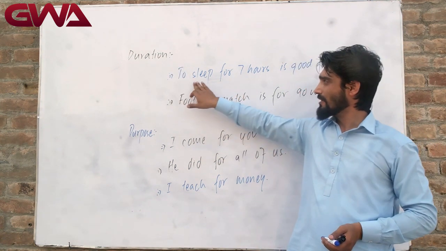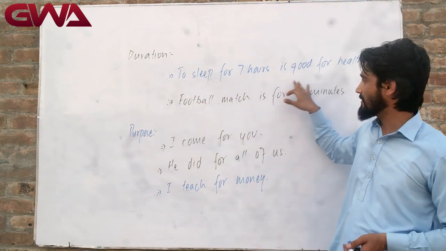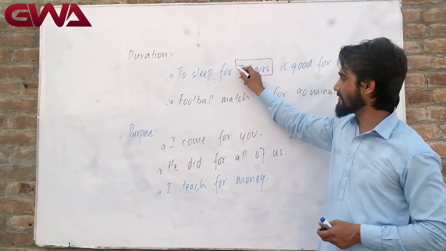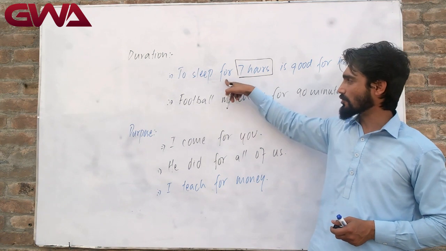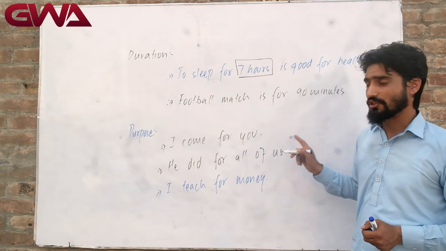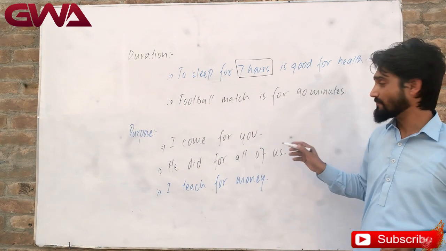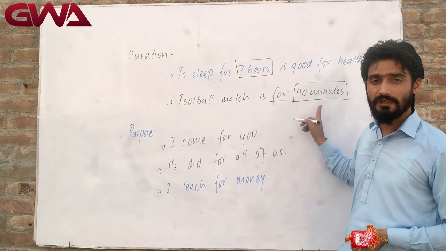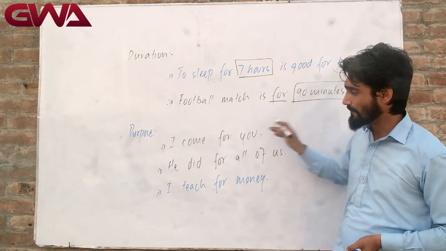Duration. To sleep for 7 hours is good for health. Now, how long? For 7 hours. Here, for shows duration. Another example. Football match is for 90 minutes. How long? 90 minutes. Here, for shows the duration.